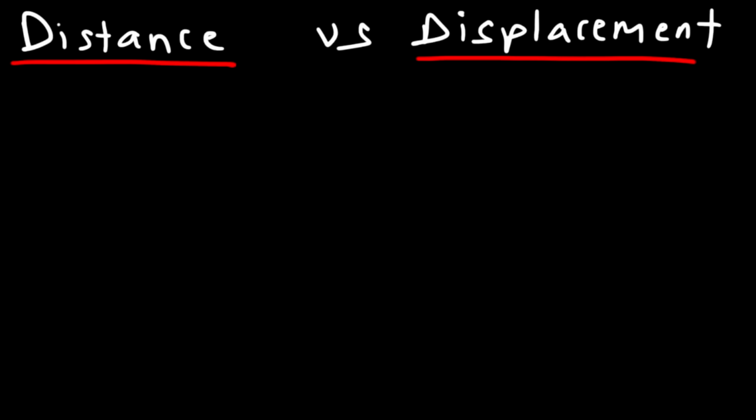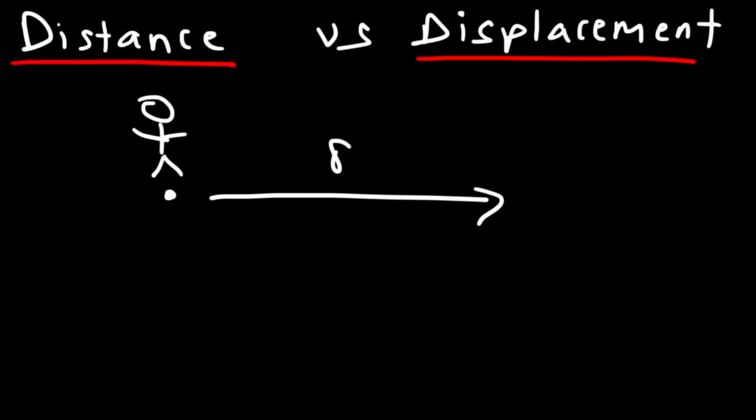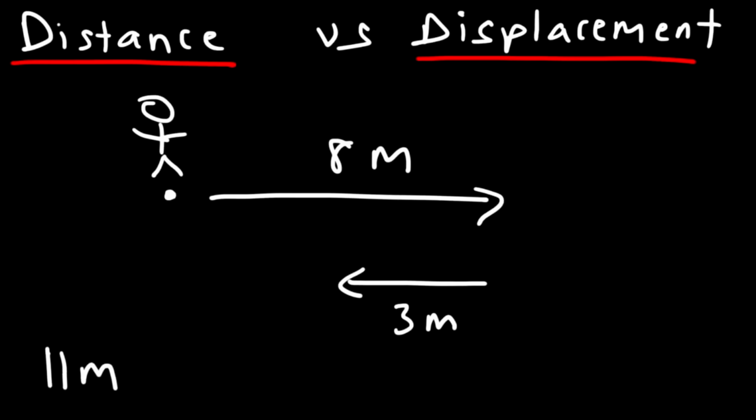So let me give you an example that distinguishes distance and displacement. Let's say you have a person, let's say John, and he's at this position right here. And he decides to walk, let's say, 8 meters east. And then he turns in the other direction and travels, let's say, 3 meters west. The total distance that John travels is 8 plus 3, or 11 meters. However, his displacement is not 11, but rather his displacement is 5 meters.